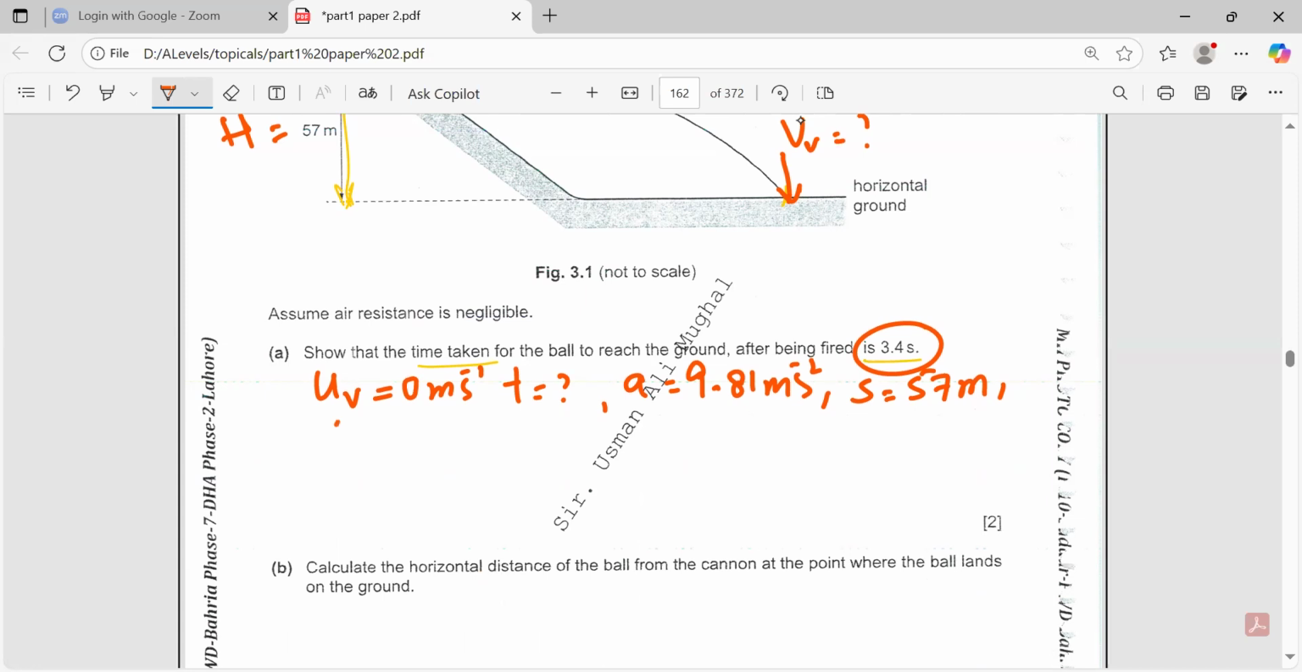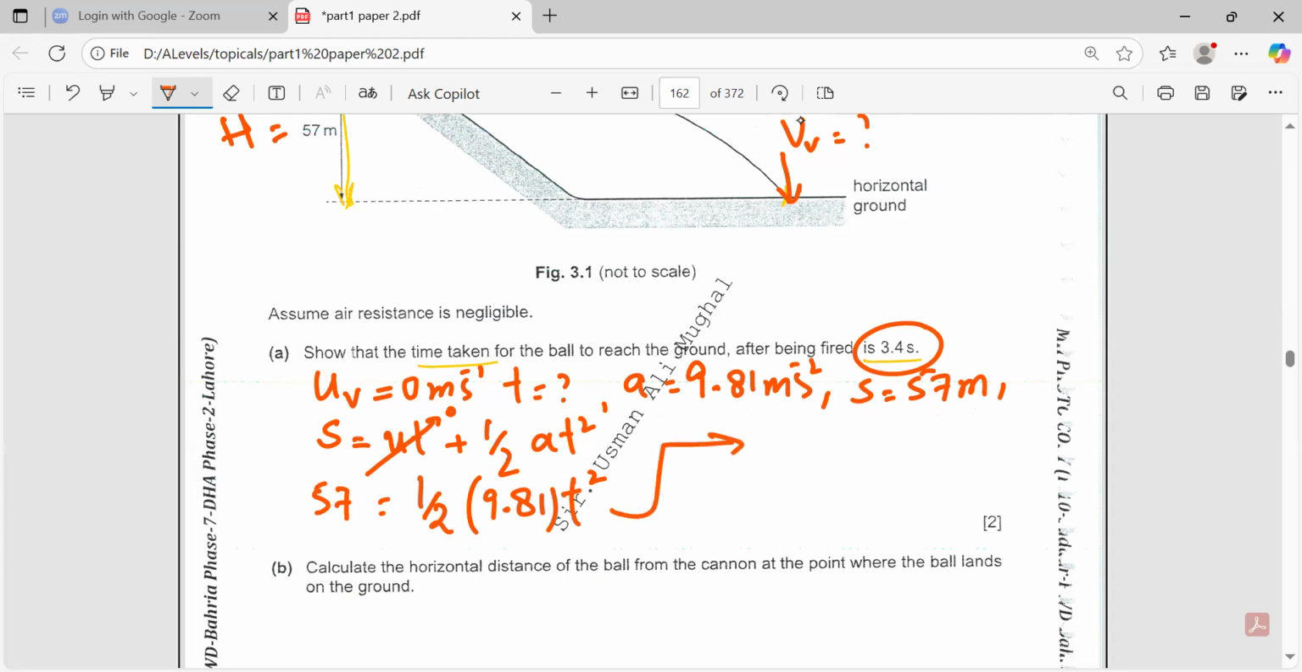So how will we be solving it? S is equal to ut plus half at square. What will u be? It will be 0. So displacement is 57, which will be 1 by 2, acceleration is 9.81 multiplied by time square. If you need to find the time, this time square will be equal to what? 2 into 57 whole divided by 9.81.